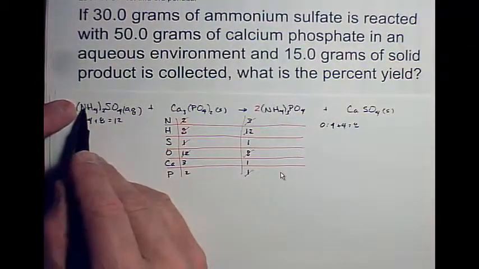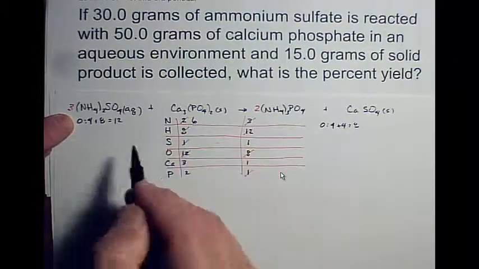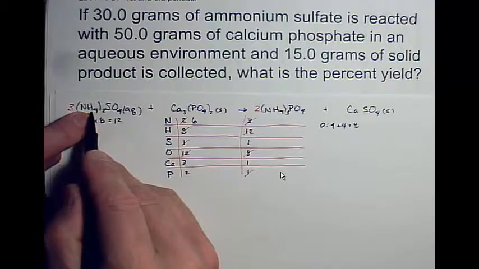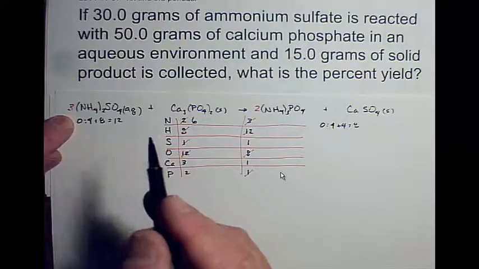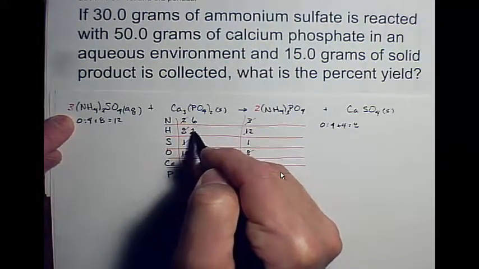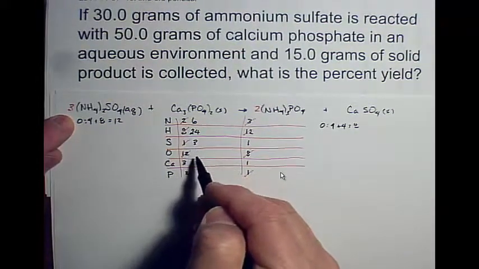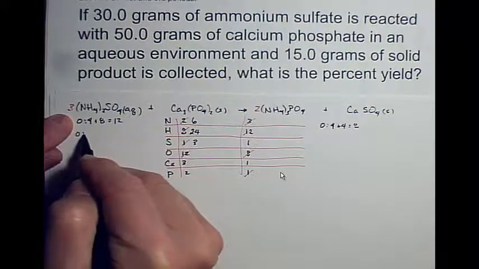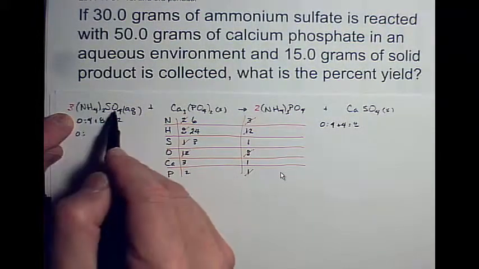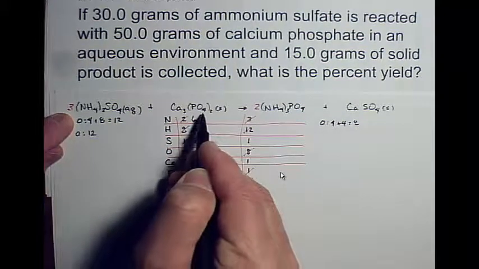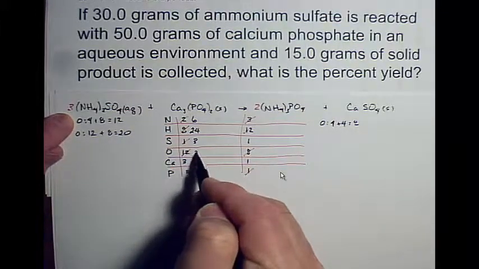I've got 2 nitrogens because of this 2 here, then times 3, that's 6 nitrogens. I've got 4 hydrogens, times 2 is 8, times 3 is 24. Now y'all see where I got 24 from? Okay. I've got 3 sulfurs, and that one you want to write out too. It's up to you. 3 times 4 is 12 oxygens here, plus the 4 times 2 are 8 here. So currently I've got 20 oxygens on the left.